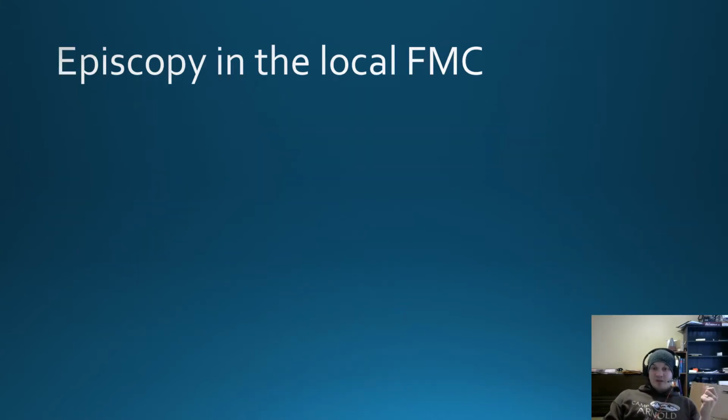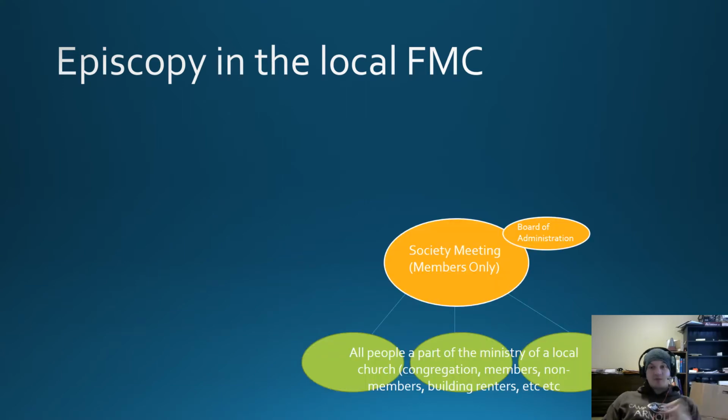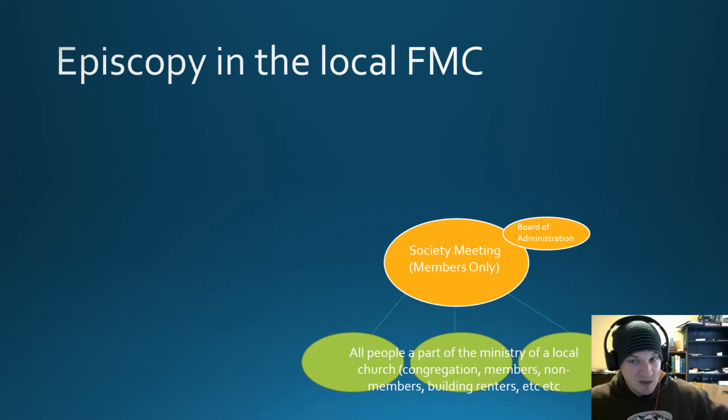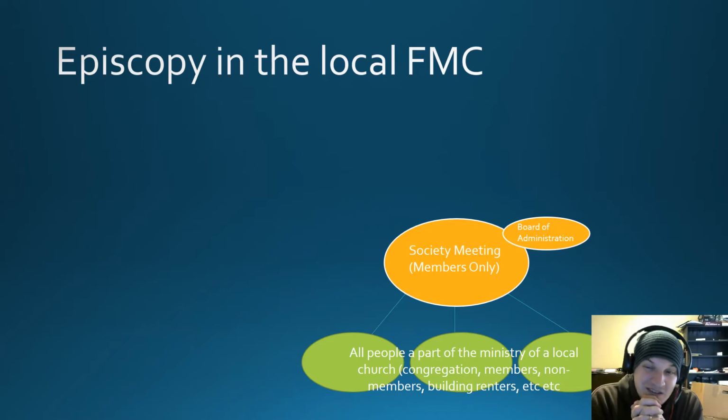Episcopacy in the local Free Methodist Church. That episcopacy that we see on a big scale also happens on a local scale in the Free Methodist Church. So we have all the people and all the ministries that are part of our church. There's the congregation, there's the members, there's the men's ministry, there's the women's ministry, there's the youth ministry, there's the people that just rent the building. They are underneath the society meeting. Remember, technically we don't have churches in Free Methodism, we have societies. Just a little bit of our lingo that you'll learn more about in weeks 9, 10, 11, and so on.